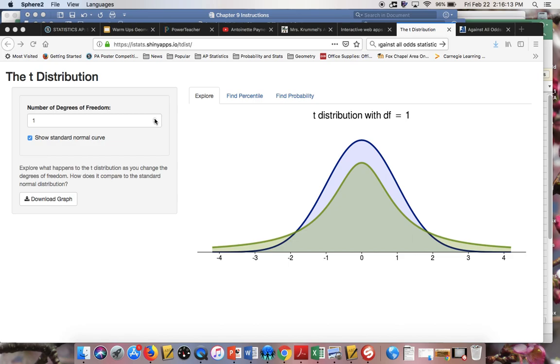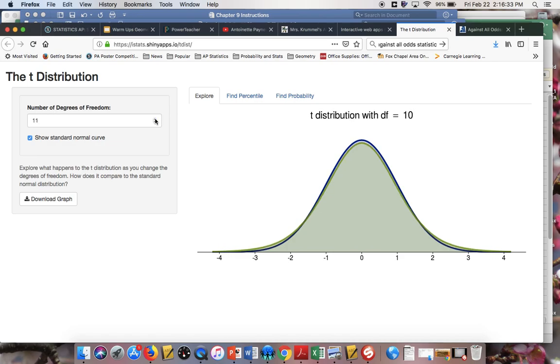As you can see, the way that we denote different sample sizes leads us to something called degrees of freedom. So the t distribution is a family of curves based on the degrees of freedom. And the degrees of freedom are based on the sample size. But if you notice here, as I increase these degrees of freedom, this curve starts to look more like your standard normal curve.